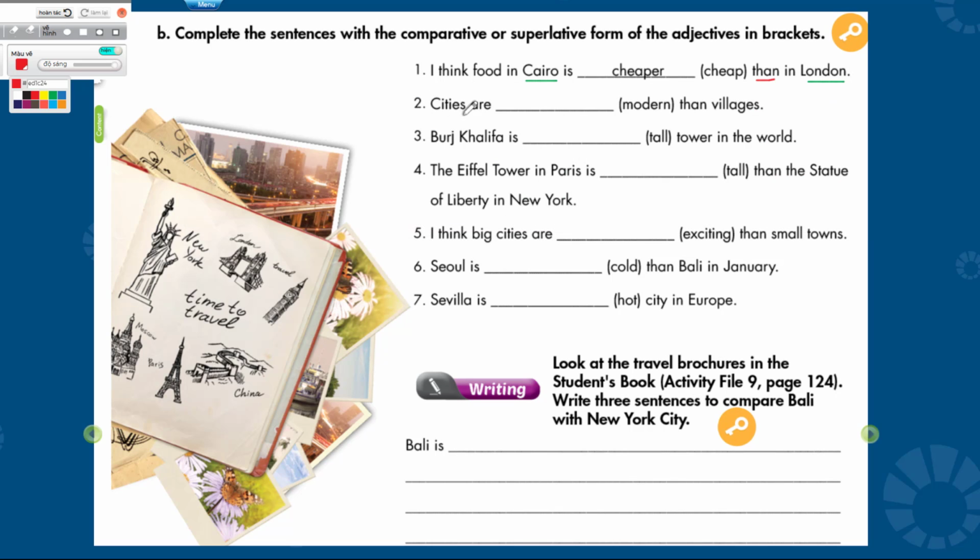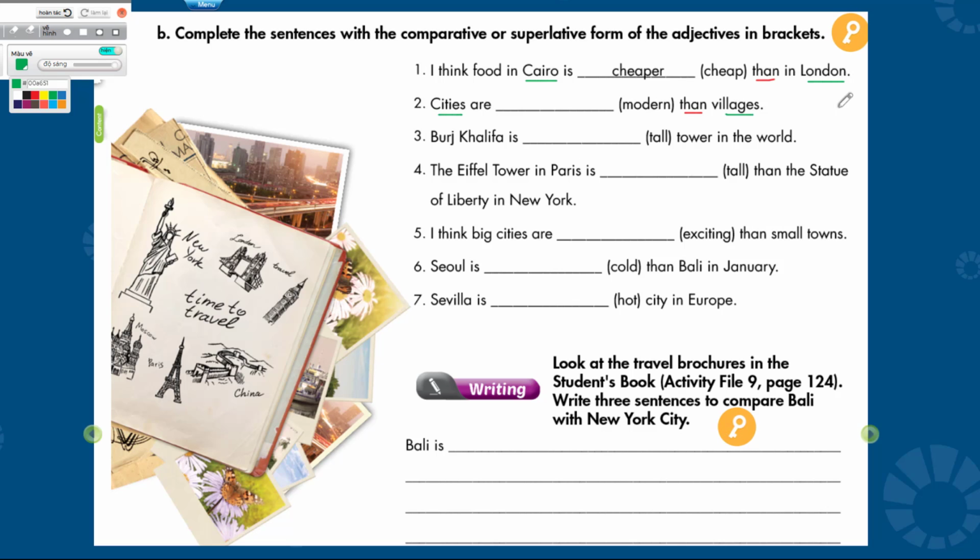Number two, cities are modern than villages. Ở đây ta có than. Như vậy câu 2 này chắc chắn là dạng so sánh hơn, comparative adjectives, right? Modern. Ở đây ta có gì? City. Có villages. Cities là chủ ngữ 1, villages là chủ ngữ 2. Ta có than. Như vậy câu số 2 chắc chắn là câu ở dạng so sánh hơn.